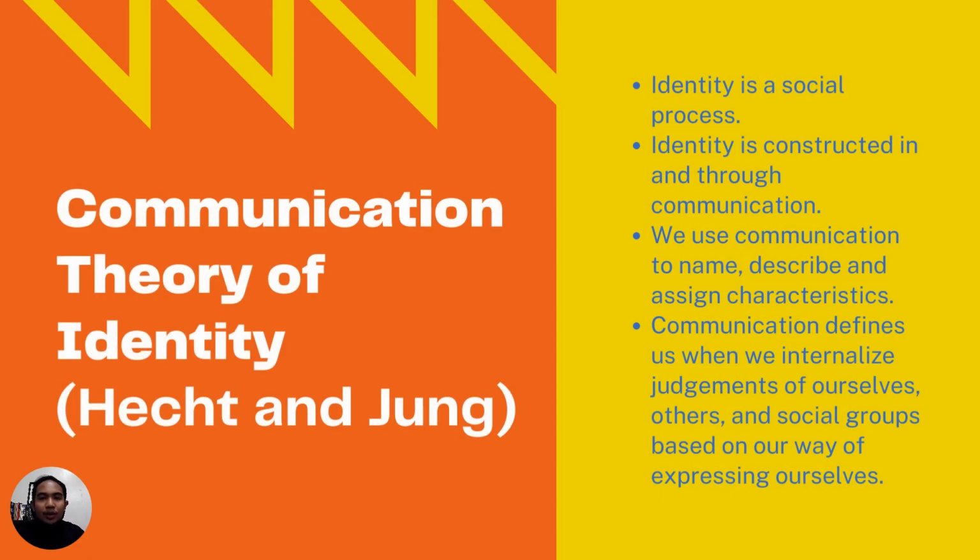So we will look at the communication theory of identity by Hecht and Jung. And they have these key tenets or key concepts on the communication theory of identity. First of all, identity is a social process. So whenever we develop or establish an identity, it always involves the process of socialization or communication with others or interaction with other people. Next is identity is constructed in and through communication.